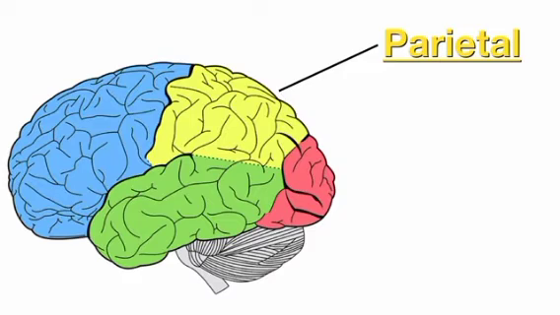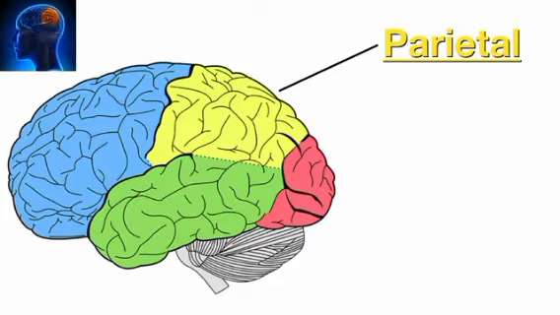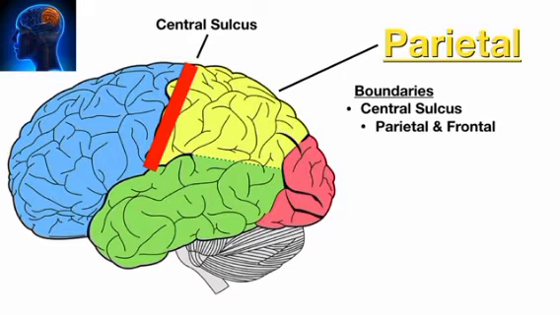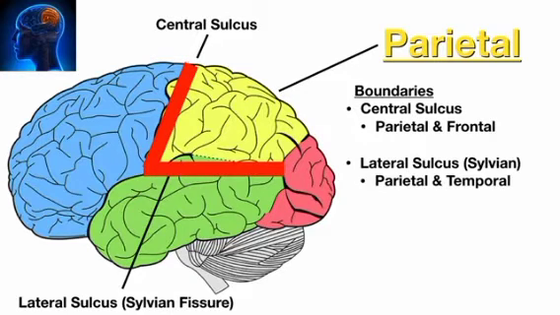The other three lobes are going to be more involved with sensory functions rather than motor, and we're going to start off with the parietal lobe. The parietal lobe sits right behind the frontal lobe, and there's a few boundaries to know. Two of them we've already talked about, so that makes it easier. The first one is the central sulcus. Remember, this is going to separate the parietal lobe from the frontal lobe. The second one is the lateral sulcus or sylvian fissure, and this is going to separate the parietal lobe from the temporal lobe.